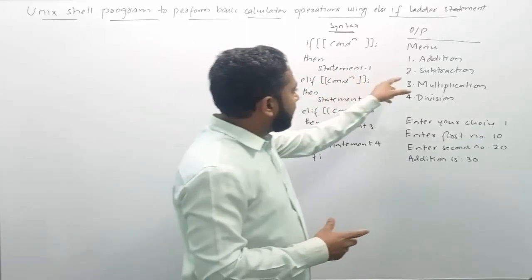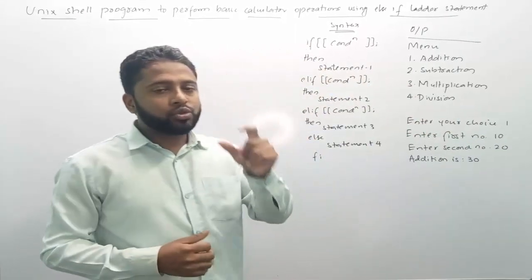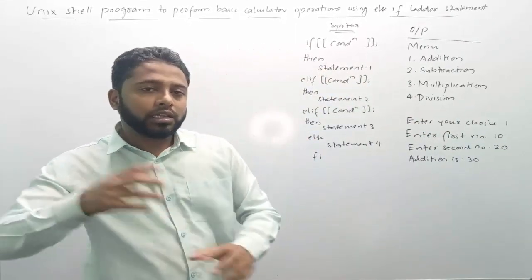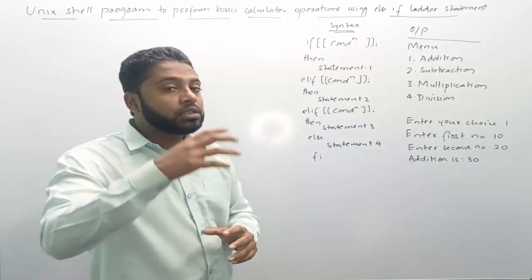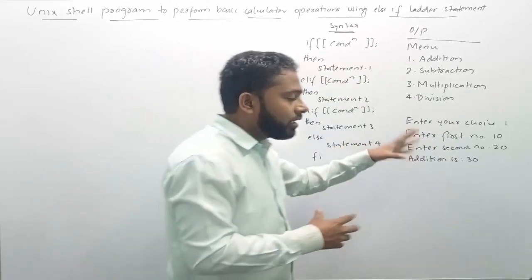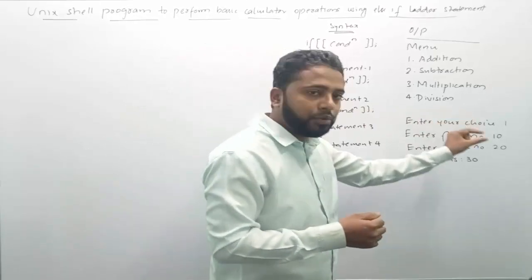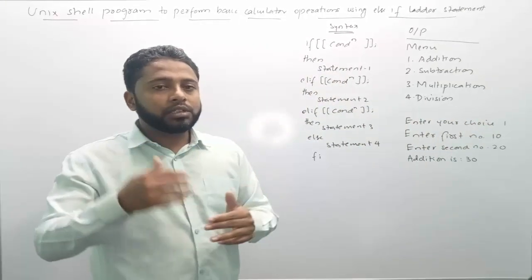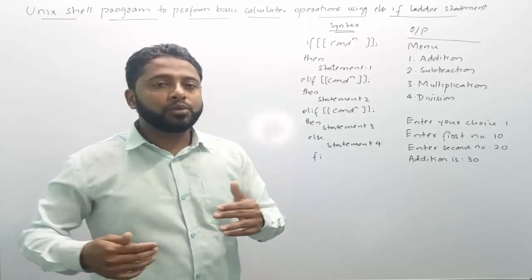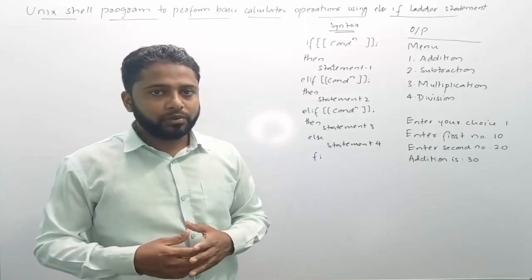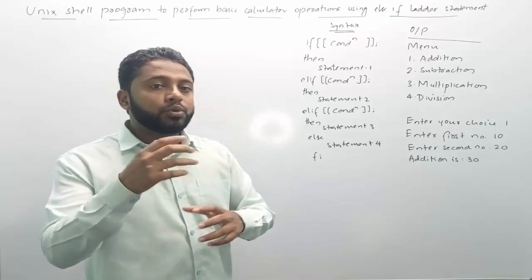Suppose the user enters 2, then control will transfer to another block in the program to perform subtraction of two numbers, and you will get the subtraction. Like this, based on the user's input, the control will transfer to different blocks of the program to give you the output. So this is how the program works.